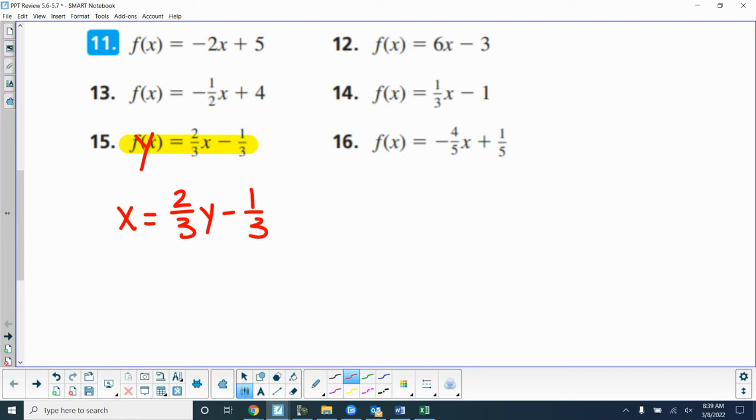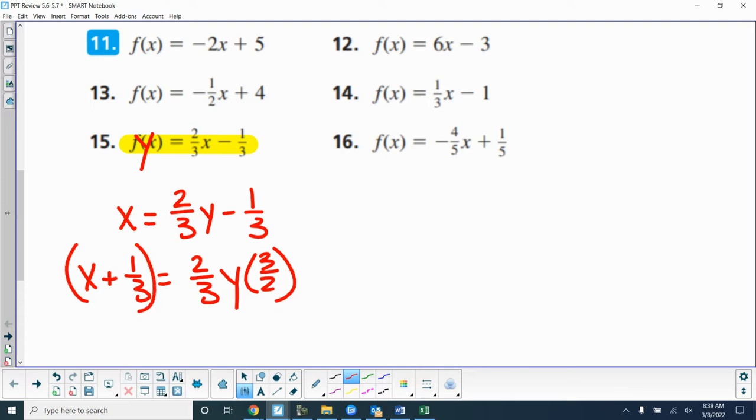So what's the first step? Add the 1/3 to the side. Correct. So we're going to add 1/3 to both sides. What did we say yesterday when we have a fraction with our variable? Multiply by the reciprocal. And remember, we're multiplying both of these by 3/2, right? We're distributing.